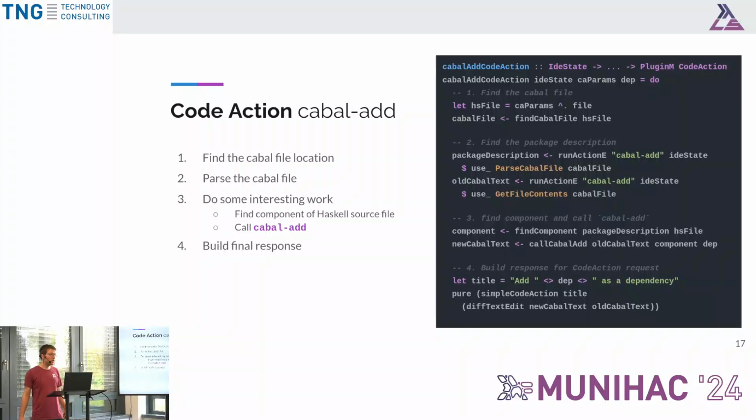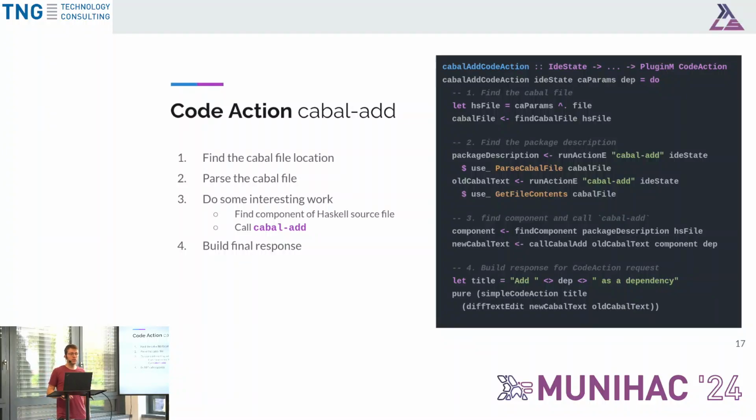The first thing is we need to find the cabal file. So you remember we clicked in the Haskell source file, because we want to fix a dependency issue. But to which cabal file does this Haskell source file actually belong? What we do is basically we look at the Haskell source file, and then we look in every parent directory whether we can find a cabal file, and then we assume hopefully that's the correct cabal file. That's the first step, and we get the Haskell source file location from the code action parameters, so they are provided by VS Code.